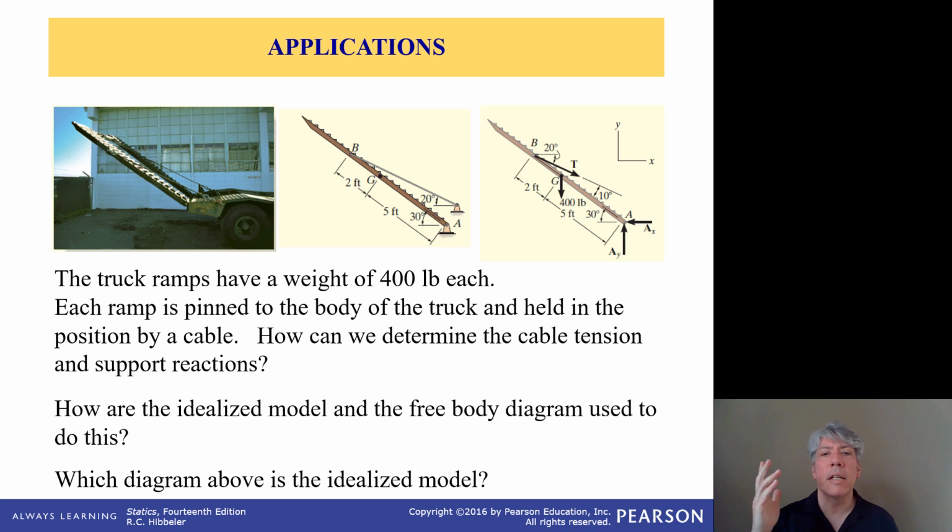So maybe we calculate, let's just make up some numbers. They say that these ramps have a weight of 400 pounds each. Okay, fine. Let's just say for the sake of argument that we calculate that the tension in the cables is, I don't know, 600 pounds. We'll just make it up. Now, if the actual number is 601 pounds, so what? If it's 599, what difference does that make, right?